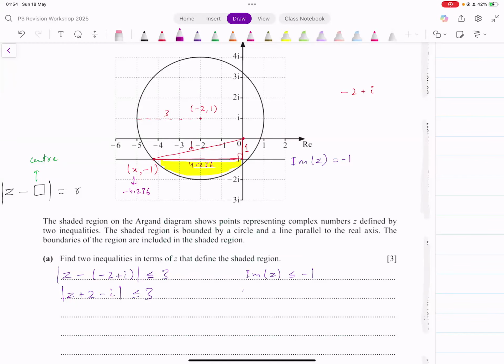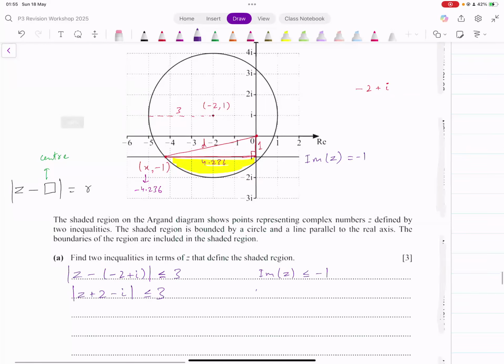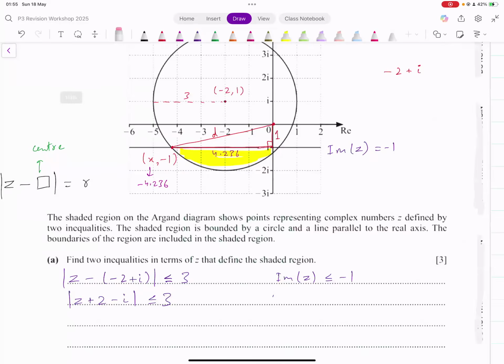How do we think about this? We have a circle. What's the center of the circle? -2 and 1. In complex number form, we can say that's -2 plus iota, right? That's the center. What's the radius of the circle? That's 3 units. So we have to be inside the circle. So we could write down the equation of the circle like this: modulus of z minus (-2 plus iota) should be less than or equal to 3 because we have to be inside the circle. That's one inequality that we get. We put an equal to sign here because they're saying the boundaries of the region are included in the shaded region. So we put an equal to sign there as well.